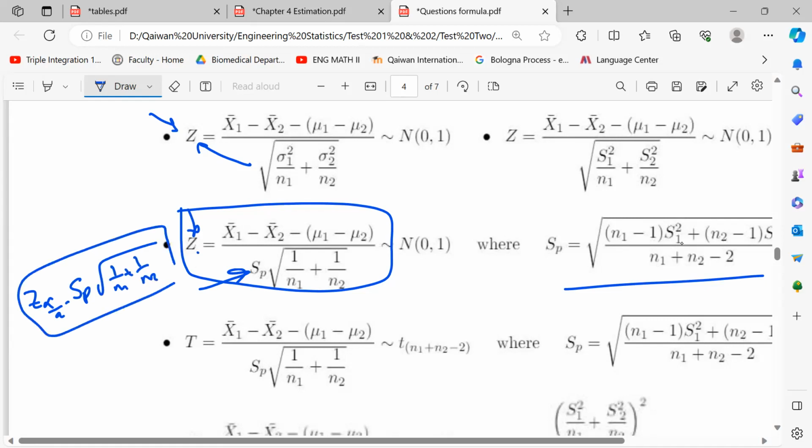Which case is this? It's one of the cases where the variance is unknown.